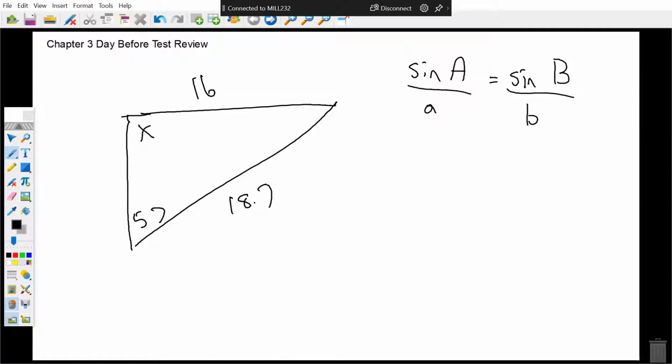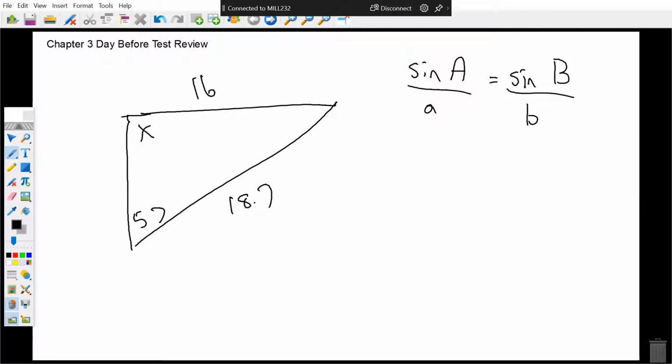There's the formula you will need. Again, the formulas will be provided on the test. You just have to know how to use them. We'll round this answer to the nearest degree.